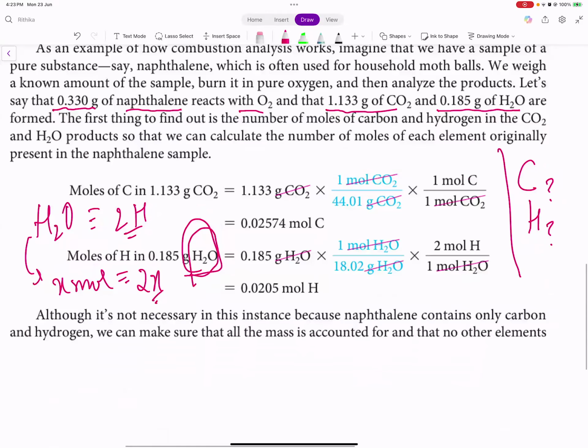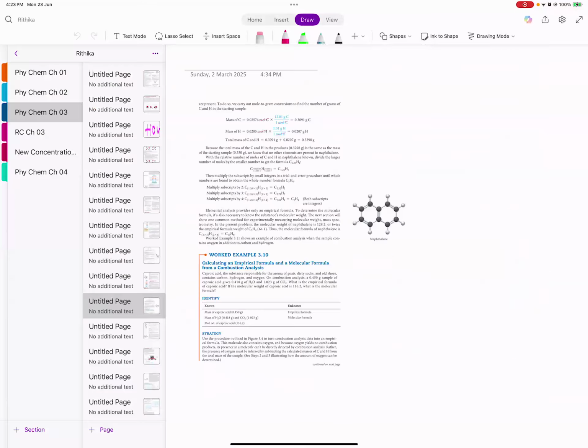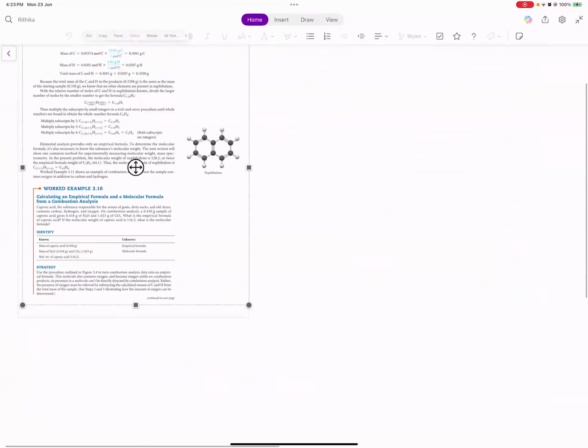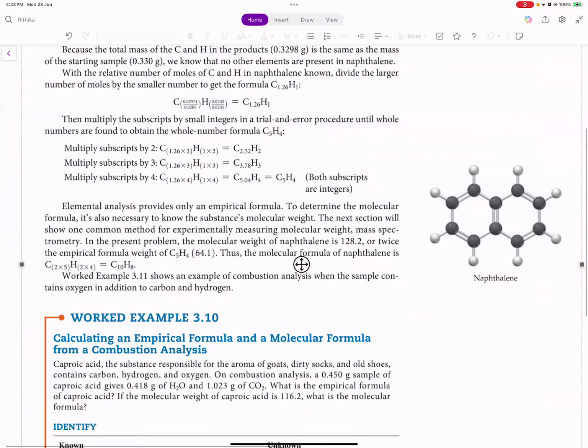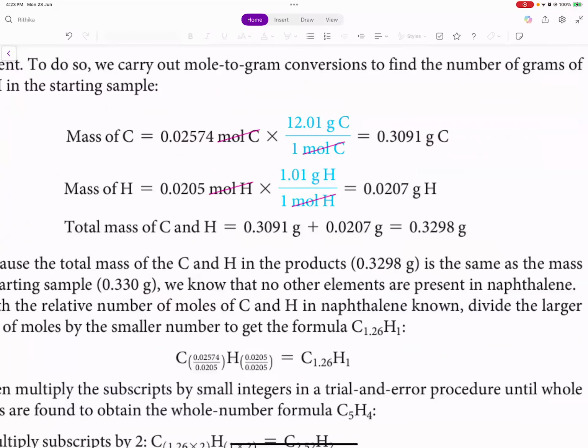After this, when we are done with this, we calculate the mass of carbon. And how do we calculate the mass of carbon? Since we know the moles, we multiply by the molar mass, 12 gram per mole, right?